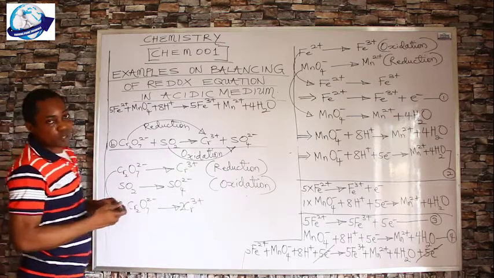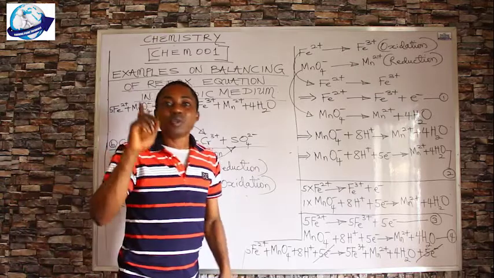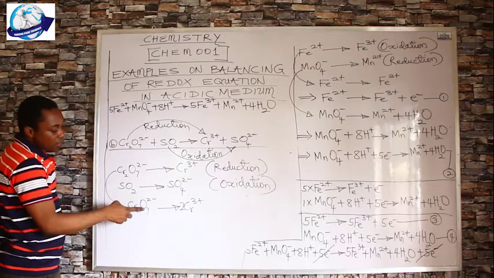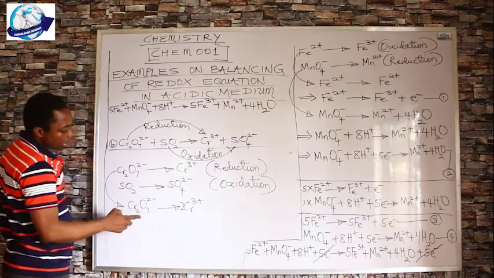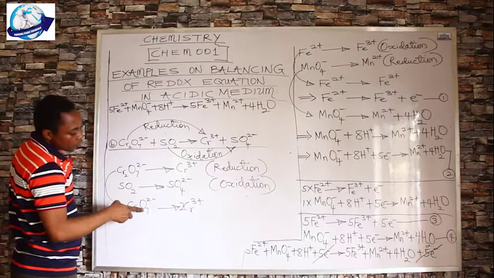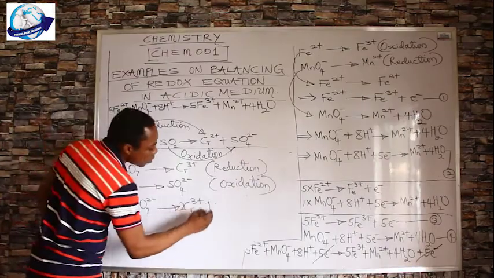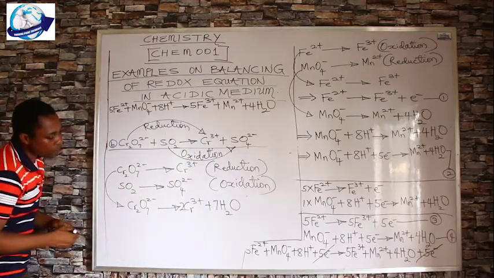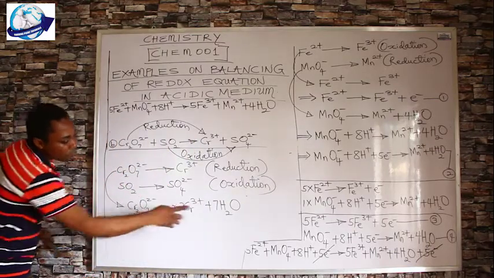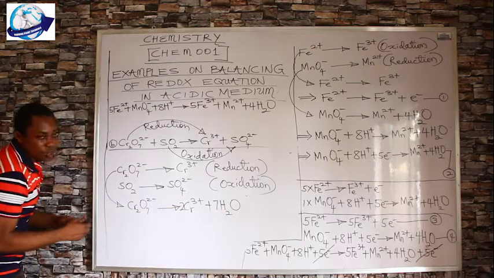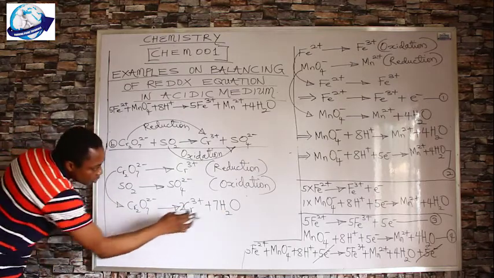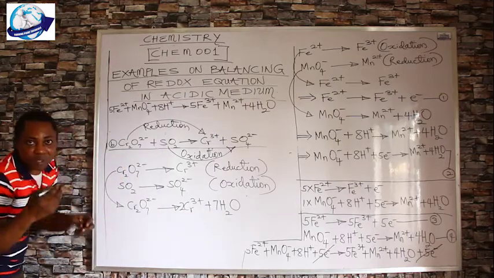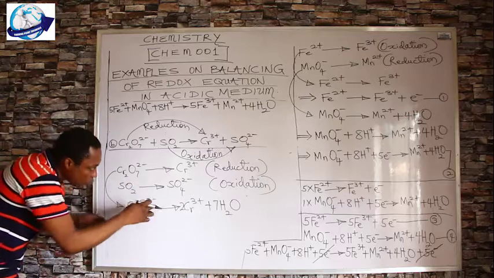But for the oxygen, we have 7 oxygen, but the right-hand side has no oxygen. To balance up oxygen, what I told you last time is to use water molecules, based on the number of oxygen atoms you have. How many oxygen atoms do we have here? We have 7. So we need to add 7 water molecules. That means you now have 7 oxygen, but 14 hydrogen. So to balance the hydrogen, you make use of 14H+.